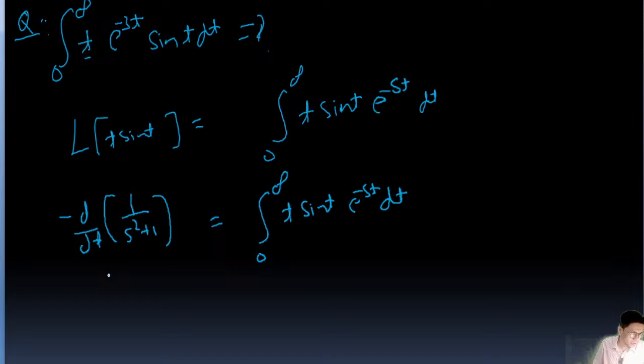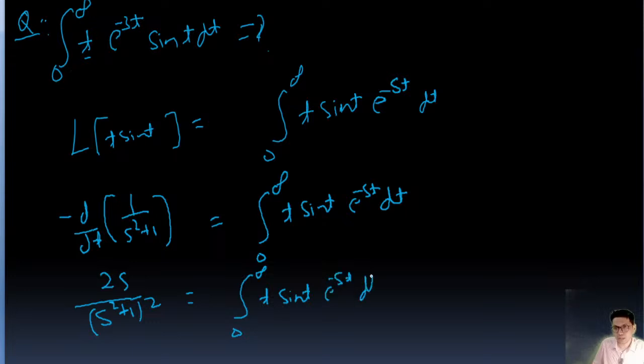This is going to be 2s upon s square plus 1 whole square. I have already explained how: this is s square plus 1 to the power minus 1, and if we take it in the numerator, then we differentiate it. So this is the value of the integration from 0 to infinity of t sin t e to the power minus st dt. Here what we can do is put s equal to 3 on both sides.